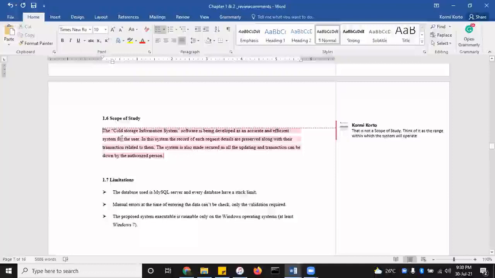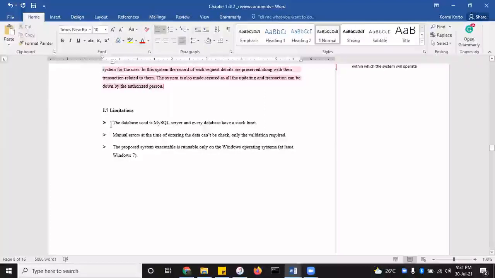And then the scope. There is no scope of study here. Think of it as the range within which the system would operate, like I mentioned earlier on. That should have been the scope. And then your limitations, these are wrong limitations. He's talking about the methodology now. Limitation: database use is MySQL server. No, these are not limitations. How is using the MySQL database server a limitation?